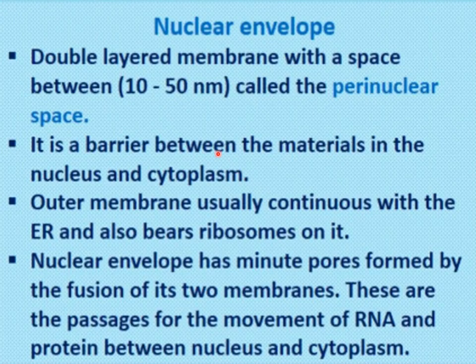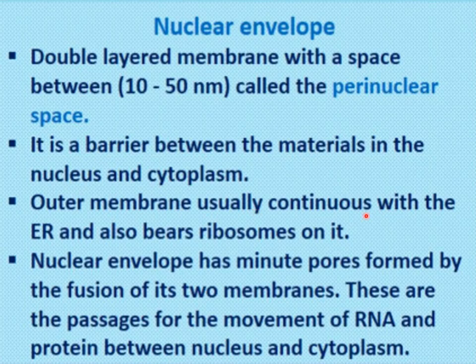Now we will talk about the nuclear envelope. The nuclear envelope is a double layered membrane with a space between, 10 to 15 nanometers, called the perinuclear space. It is a double layered membrane because the outer and inner membranes of the nucleus are part of the nuclear envelope, and between these two membranes a 10 to 15 nanometer space is present, called the perinuclear space. It is a barrier between the materials in the nucleus and cytoplasm. So this nuclear envelope acts as a barrier between the materials of the nucleus and cytoplasm.